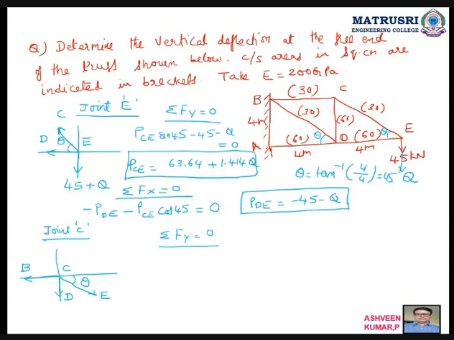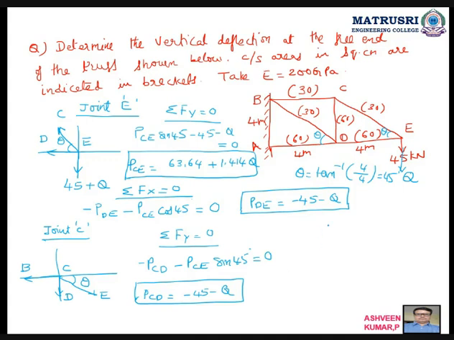F of y, what will come? This is downward, so minus P_CD. This is also minus, but x is making an angle with x, x will be cos, y will be sin, and this is also downward, minus P_CE sin 45 is equal to 0. You know the value of CE, substitute that, then you can get P_CD. Then P_CD is equal to minus 45 minus Q. Okay, over.